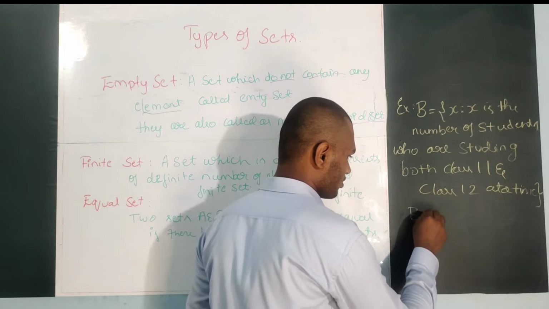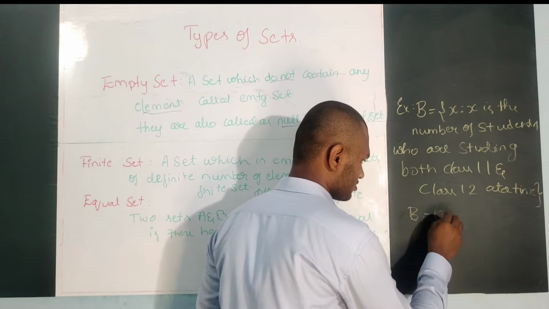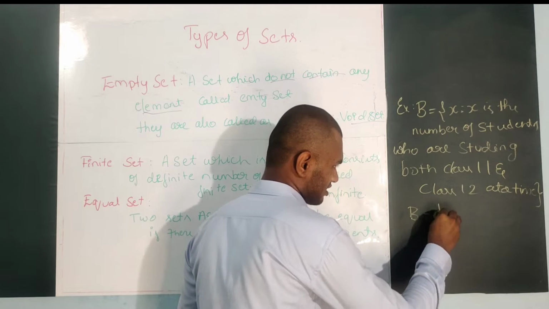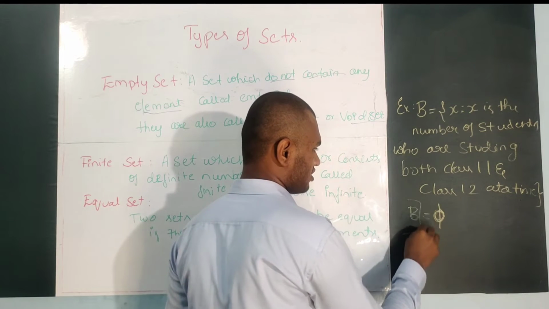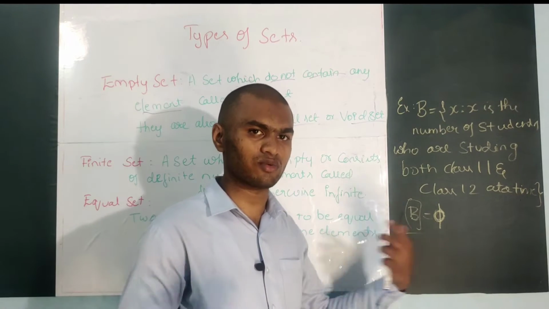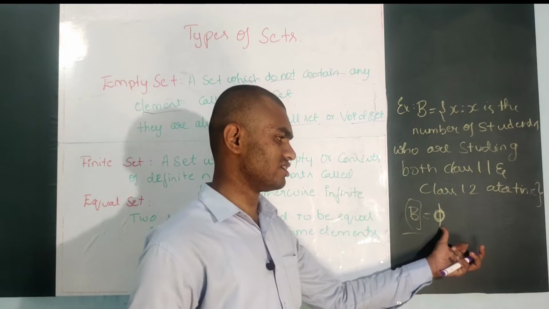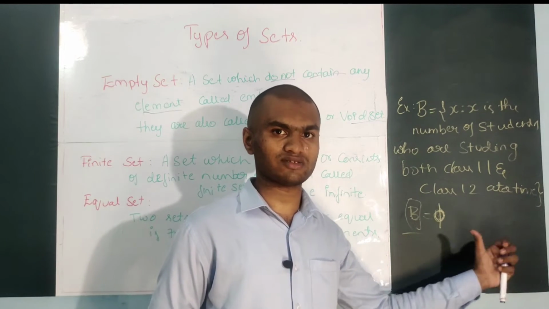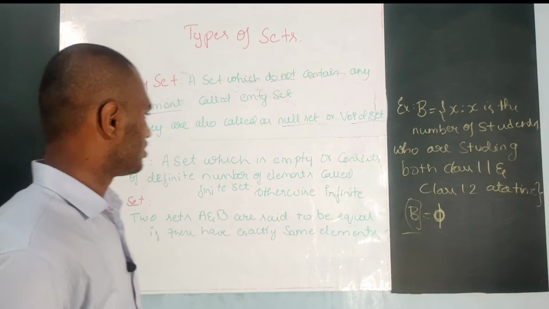B is equal to empty. The empty set is denoted by a symbol like this. So B is a null set, void set, or empty set. This can be called a null set, void set or empty set. It is denoted by this, which indicates that there is no element, so it is an empty set.